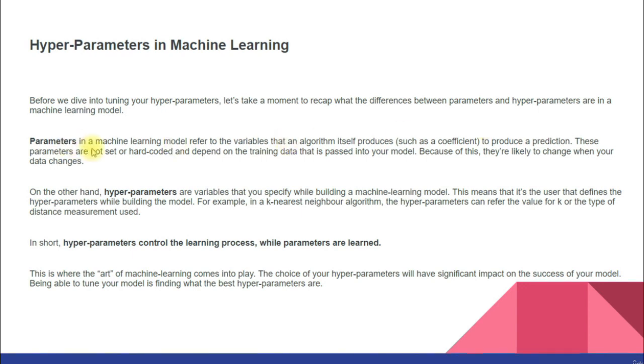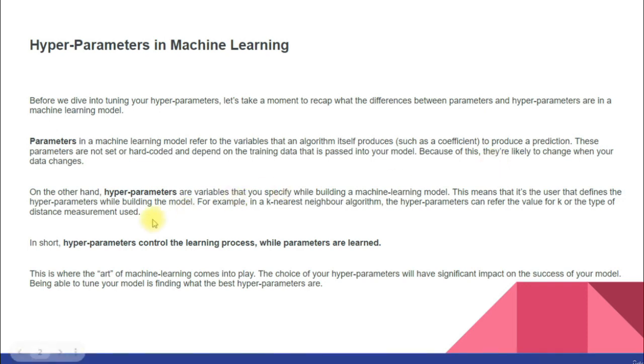So parameters in a machine learning model refer to the variables that an algorithm itself produces, such as coefficients, to produce a prediction. Now these parameters are not set or hard coded and depend on the training data that is passed into your model. Because of this, they are likely to change as the data changes.